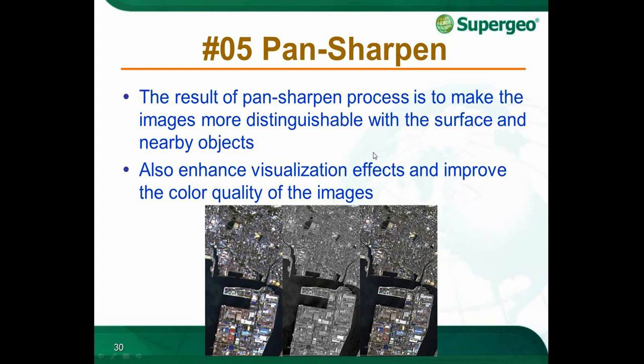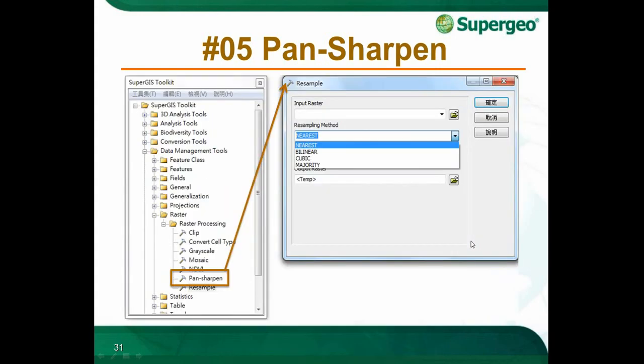And the result of the pan sharpen process is to make the image more distinguishable between the surface and the nearby objects, and some of the contrast will be enhanced, and also the visualization effect will be enhanced, and the color quality of the images improved. You can see this is the panchromatic one, this is the original one. And so after the pan sharpen processing, you can see the resolution has been raised significantly, and the borderline and also the objects within this image will be more distinguishable.